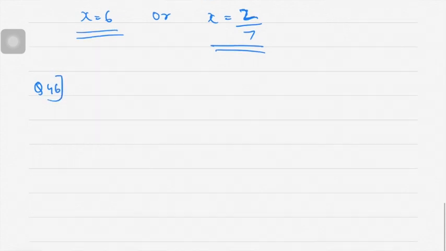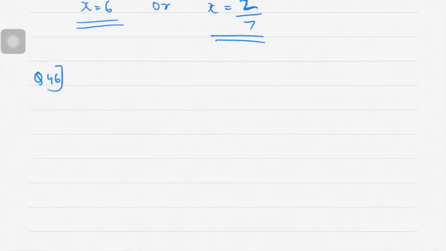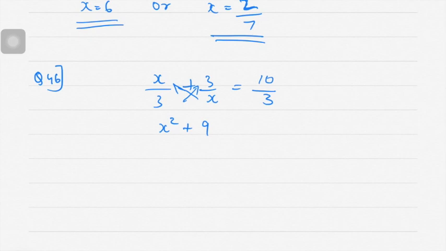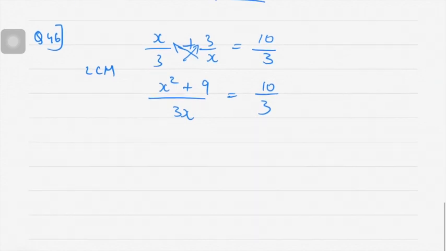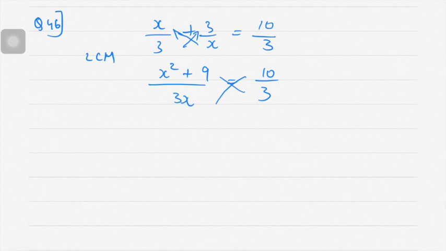Okay. Now let's solve the next sum. Question number 46. Solve the equation x upon 3 plus 3 upon x is equal to 10 upon 3. How will you solve this? Take the LCM. Okay, take the LCM. So what will happen? X square plus 9 upon 3x is equal to 10 by 3. Okay, that's what we did with the LCM.